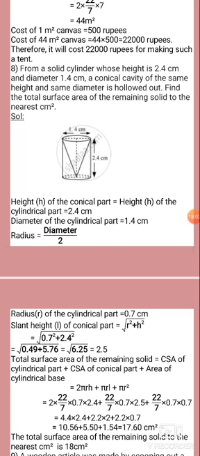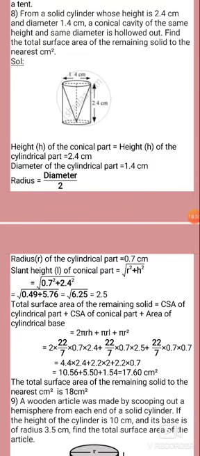Pi r square. So 2 into pi value 22 by 7 into radius 0.7 into 2.4, plus pi rl, 22 by 7 into 0.7 into 2.5, plus pi, 22 by 7 into r square, 0.7 into 0.7. Now 0.7 and 7 are cancelled, multiply the remaining, then at last what we get? 17.60 centimeter square. So the total surface area of the remaining solid to the nearest centimeter square is 18 centimeter square, which is a rounded number.